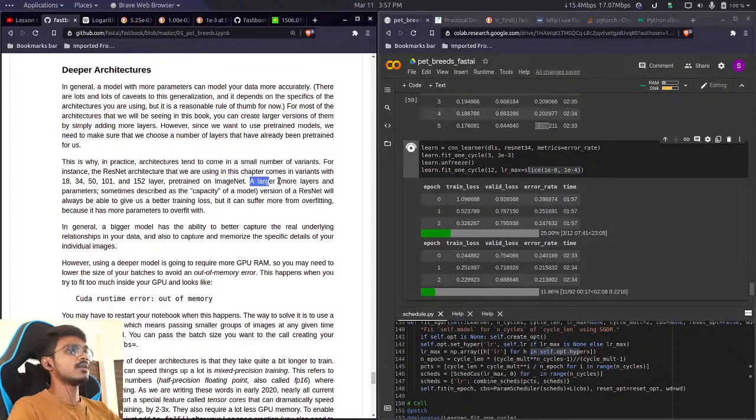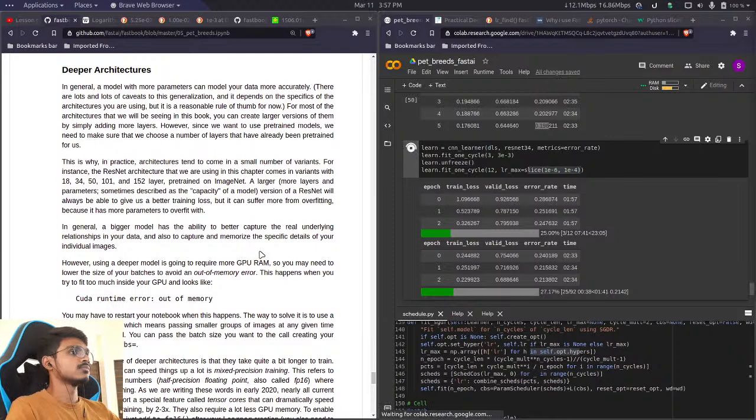Okay, and a larger model, with more layers and parameters, is sometimes described as having more capacity. A version of ResNet with more layers will always be able to give us a better training loss, but it can suffer more from overfitting because it has more parameters to overfit with. So in the case of layers also, we have to find a sweet spot for our use case.